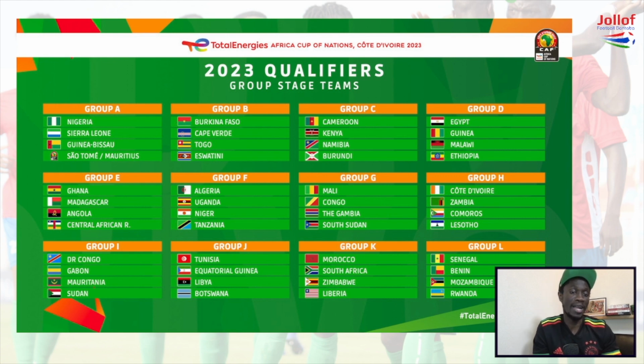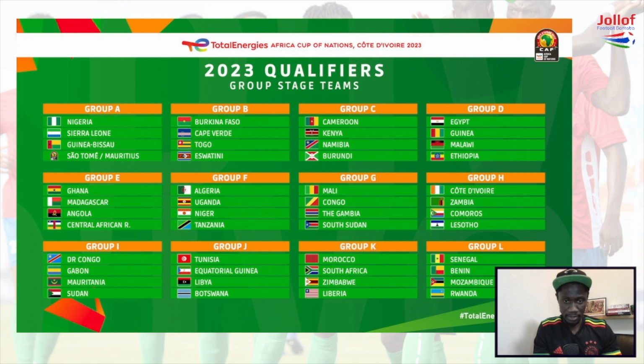Yeah, so I will back DRC and Gabon. Mauritania, you qualify, but I think Gabon and Democratic Republic of Congo are stronger teams. If I'm backing, I'm gonna back those two. Sudan are not bad too. They were in the AFCON too, and they did quite well. So you never know.